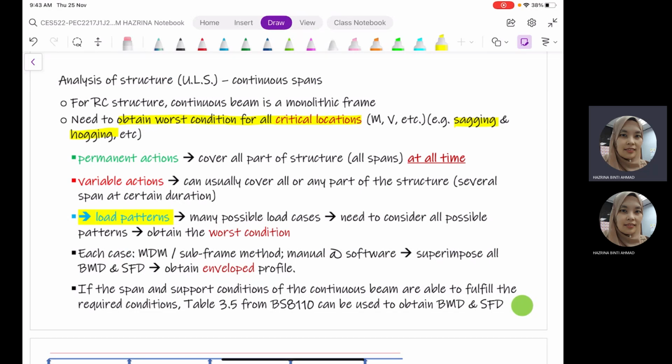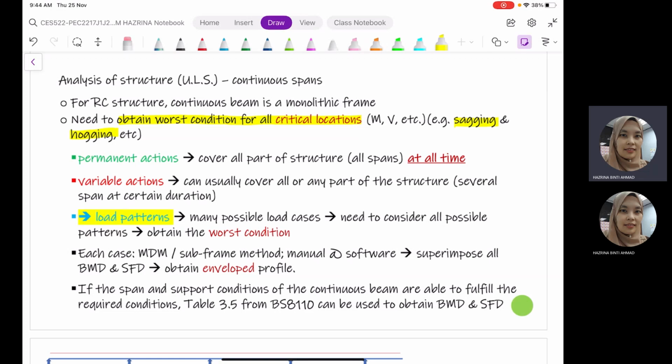When we talk about permanent actions, usually we are talking about the self weight of the structure itself, which will always be there, and also other permanent elements, for example finishes. Finishes are also considered as permanent loadings, so they will be there throughout the life of the structure. That is why, with regards to the permanent actions, we consider them to cover all parts of the structure.